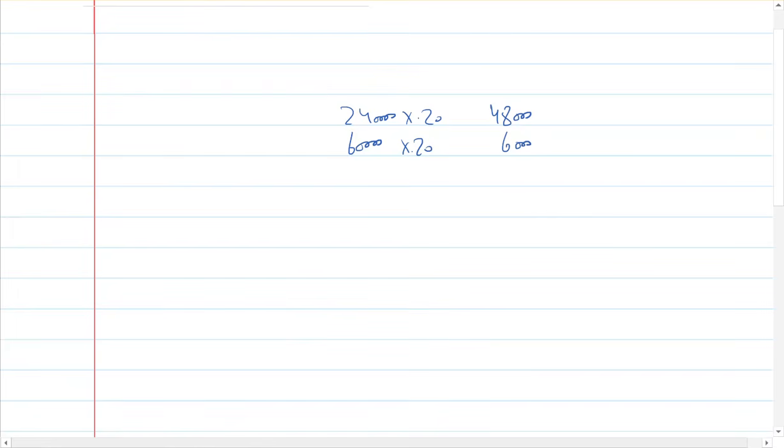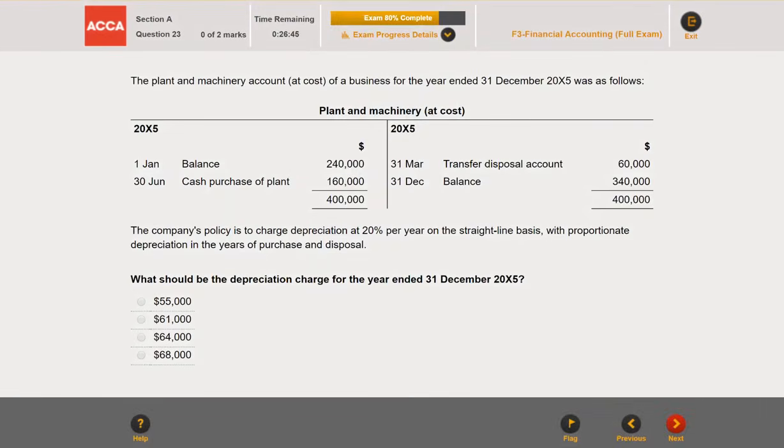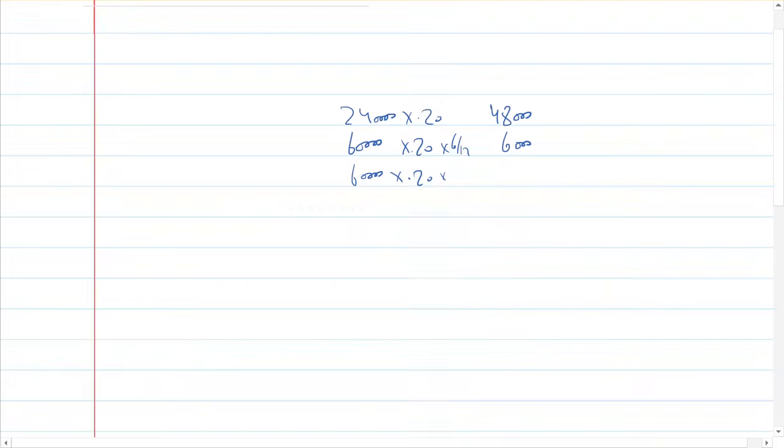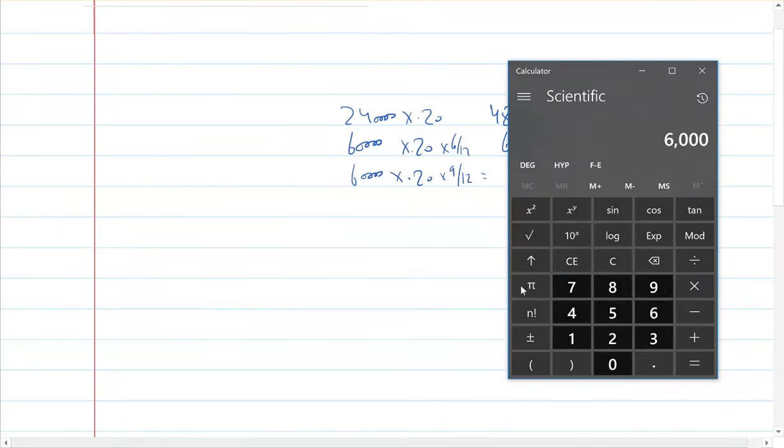And then minus the depreciation of the asset sold, which is 60,000 multiplied by 0.20. The asset was sold on 31st March, means 3 months into the year. So that means 9 months depreciation should be removed, which is 9,000.